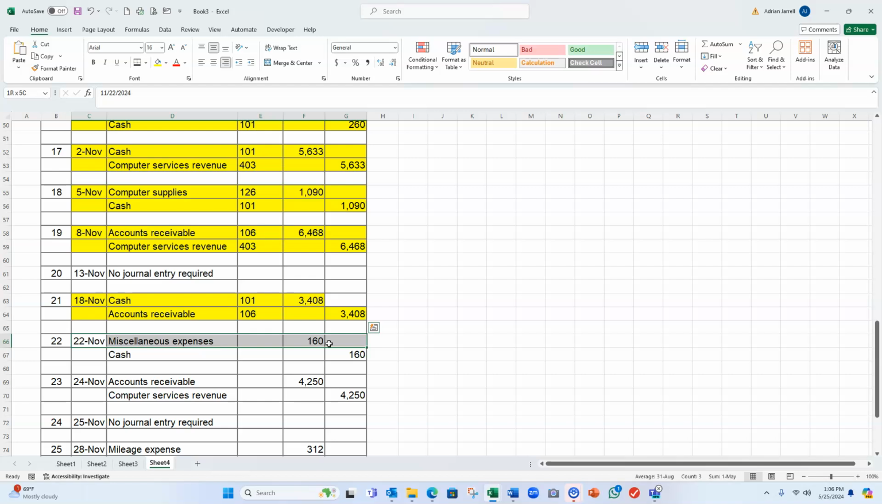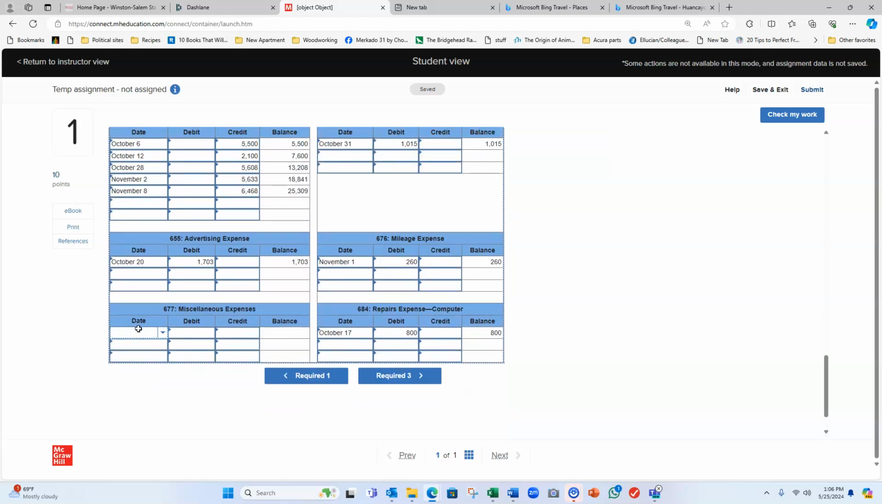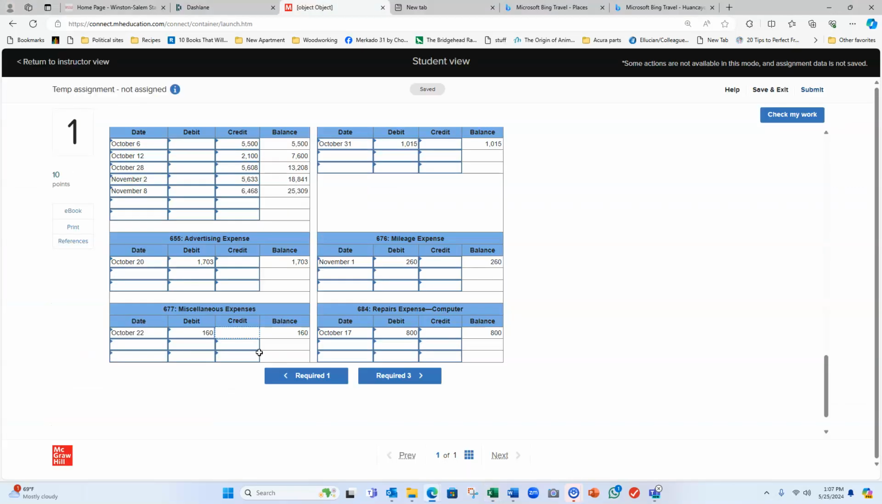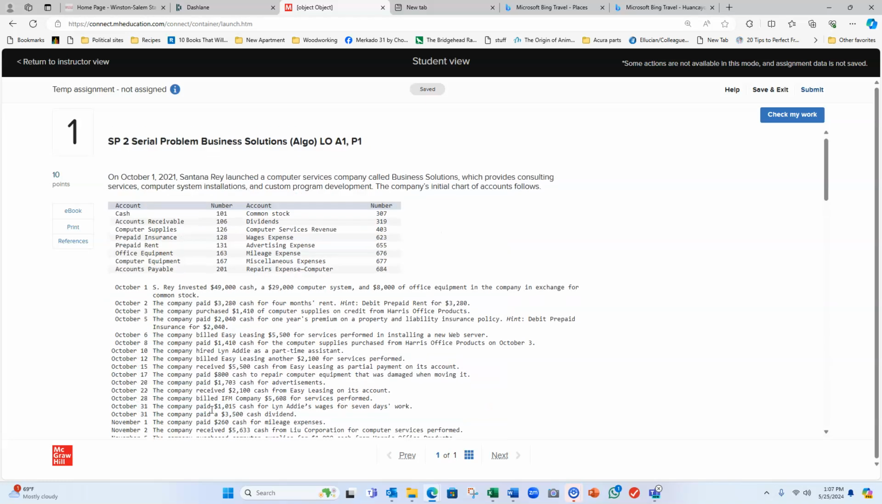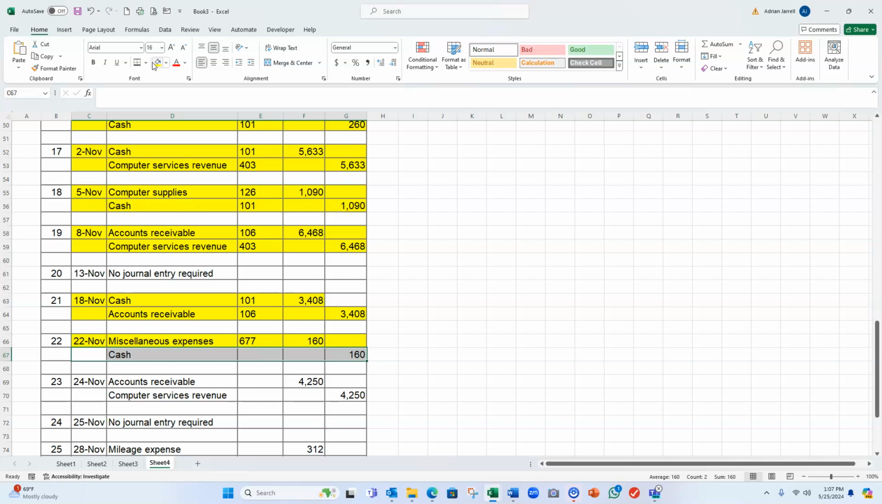On the 22nd, we're going to debit miscellaneous expense for $160. That is on the 22nd. We're going to credit cash on the 22nd for $160. Oopsie daisy, too far.